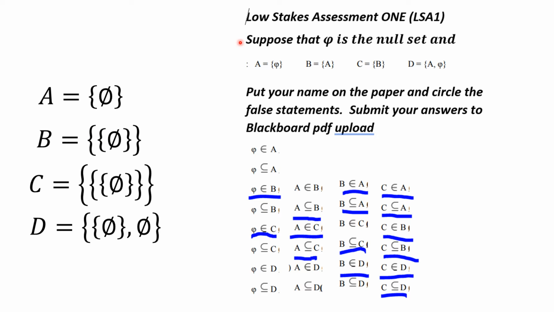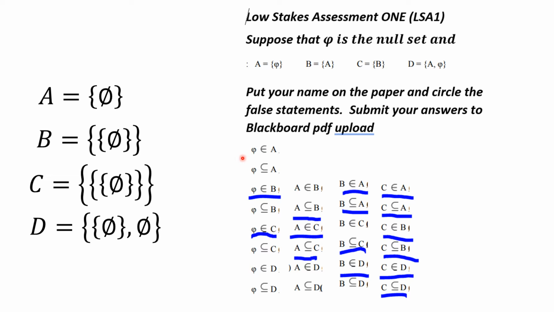So here's the problem as it was stated. This is low stakes assessment 1, and you have 4 sets. Here you're to understand that phi is the null set, but then A is the set containing the null set, and B is the set containing the null set. And C is the set containing the set containing the null set. And D is the set A, which I write this way, and the symbol containing the null set. So that's a useful way perhaps to think about A, B, C, and D. And we were to go through and describe each of these as being true or false.